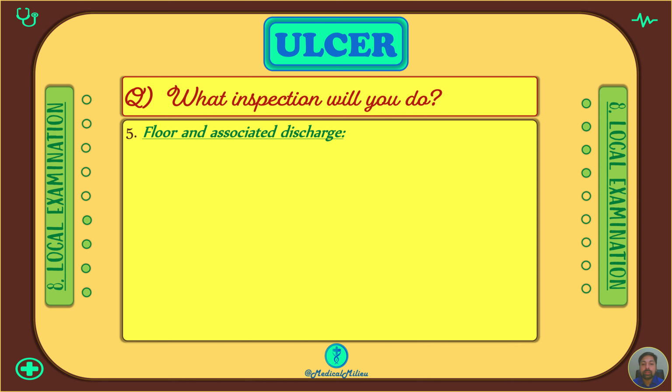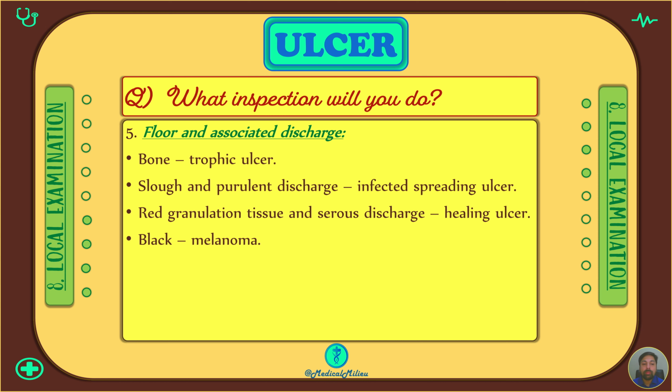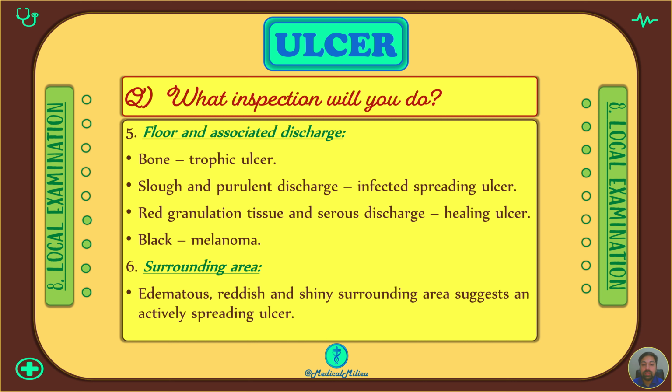The floor and associated discharge is inspected. Bone might be seen in trophic ulcer. Slough and purulent discharge, if present, is seen in infected spreading ulcer. A red granulation tissue with serous discharge is characteristically seen in healing ulcer, and a black covering over the floor is usually seen in melanoma. The surrounding area is also inspected. If it is edematous, reddish and shiny, it suggests an acutely spreading ulcer.